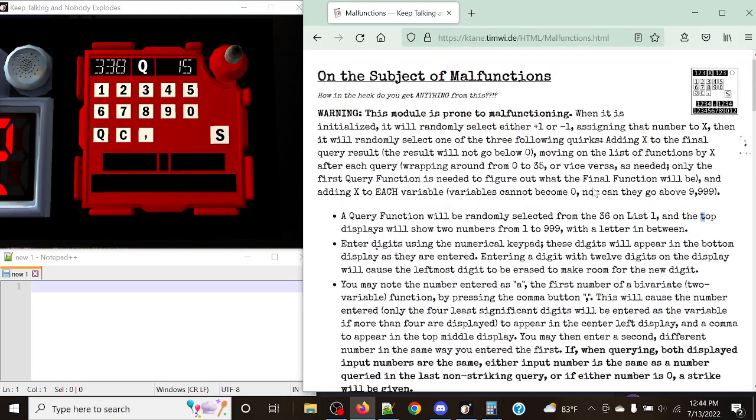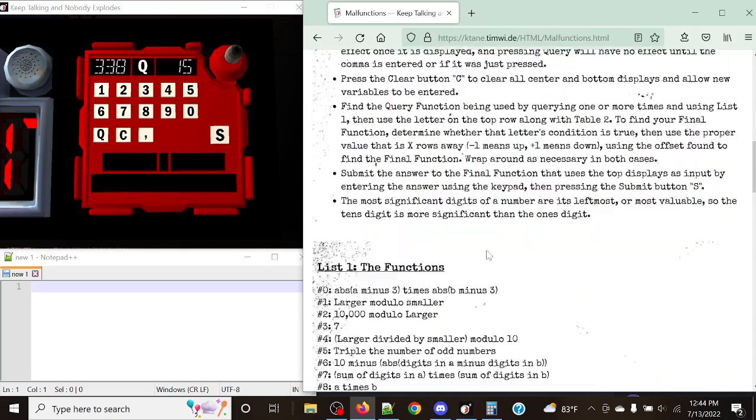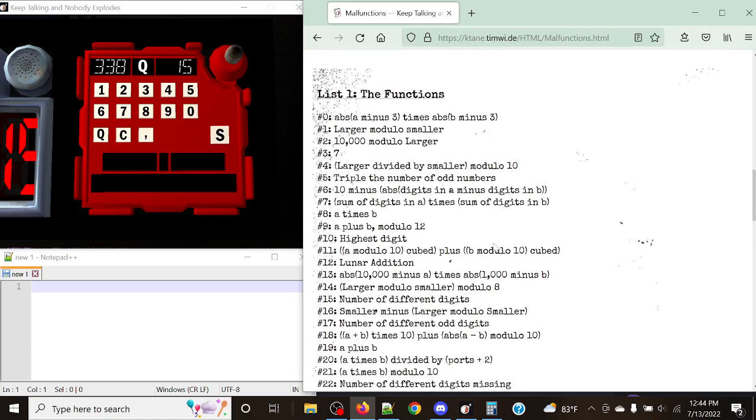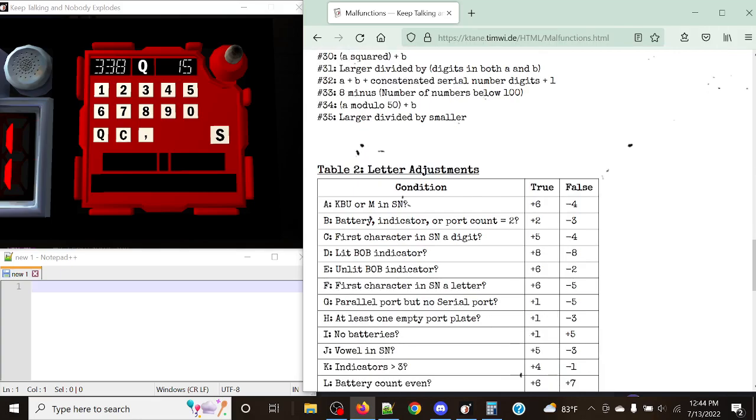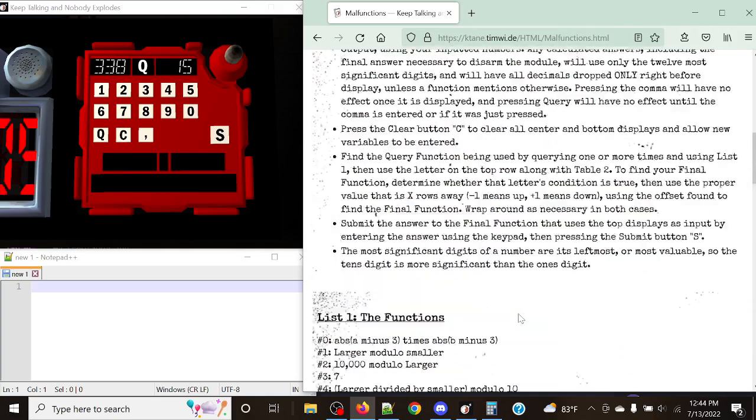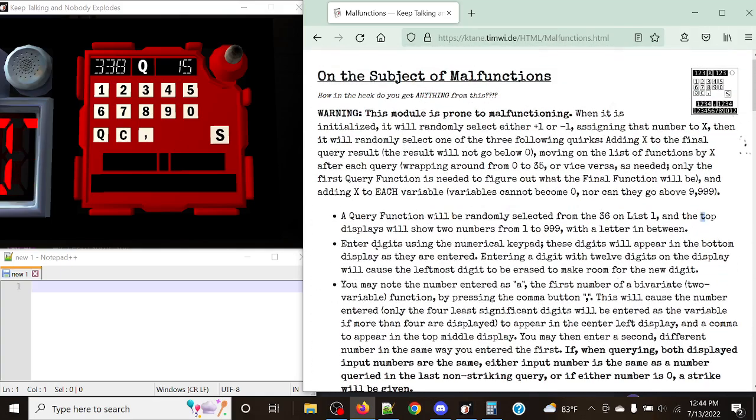Now our goal is to figure out our initial query function, and this is going to be done by taking a look at this list here. List 1 is the functions here, and we have a lot to go through, but it's not as bad as you think. What we're trying to figure out first is what our initial query function is, and what exactly is malfunctioning with this module. It's going to be one of these three quirks, which is very important for us to note down. It's either adding x.